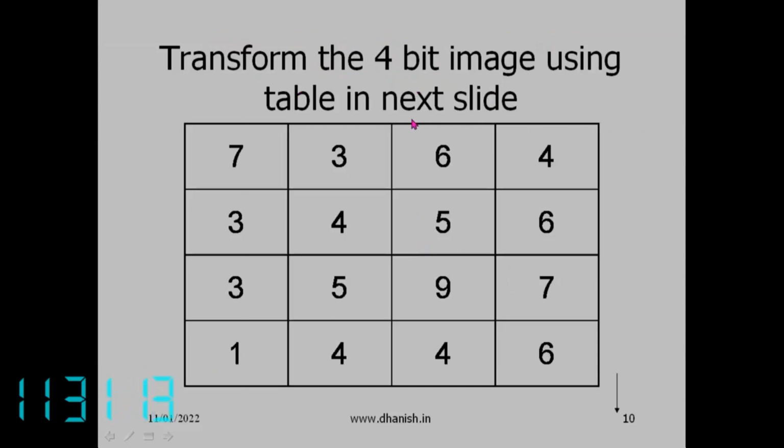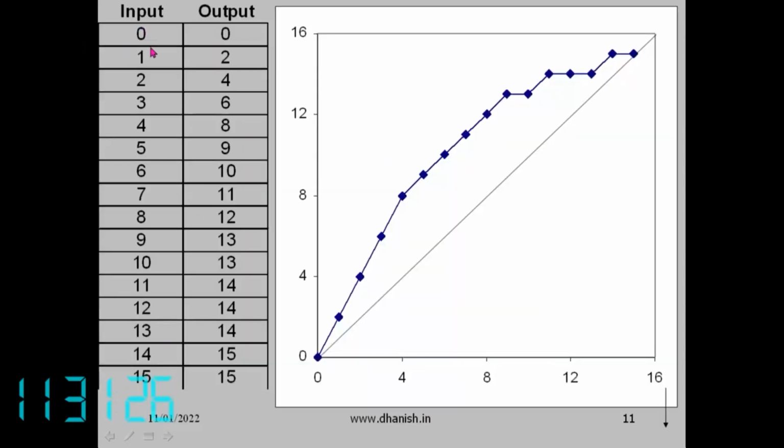Transform the 4-bit image using the table in the next slide. So this is an image matrix, and you have a function to transform it. You make a table for the transformation. If input is 0, output is 0. If input is 1, output is 2. If input is 2, output is 4. So you are increasing the intensities. 4 becomes 8. You are almost doubling, but after some time you are making it flat. 6 becomes 10, 7 becomes 11, 8 becomes 12, 9 becomes 13, 10 becomes 13, 11 becomes 14, 12 becomes 14, 13 becomes 14, 14 becomes 15. So it is not straight.